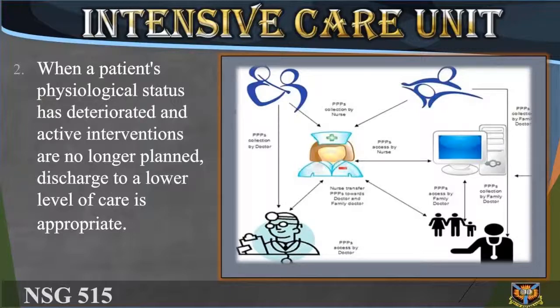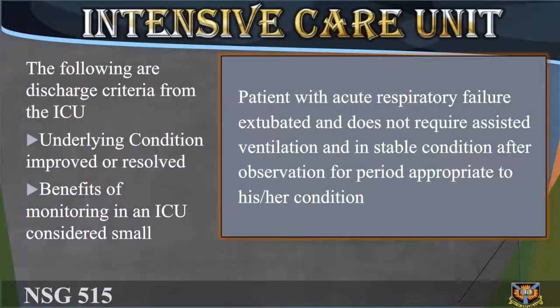Discharge criteria should be similar to the admitting criteria for the next level of care, such as intermediate care where available. However, not all patients require intermediate care after ICU discharge. The following are discharge criteria from the ICU. Underlying condition improved or resolved. Benefits of monitoring in an ICU considered small.